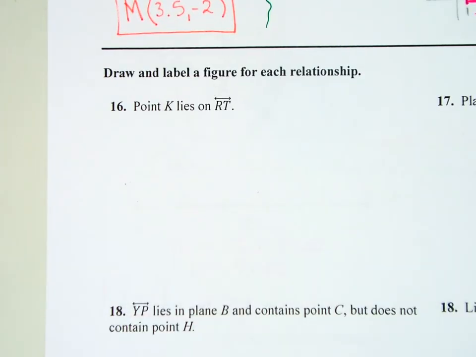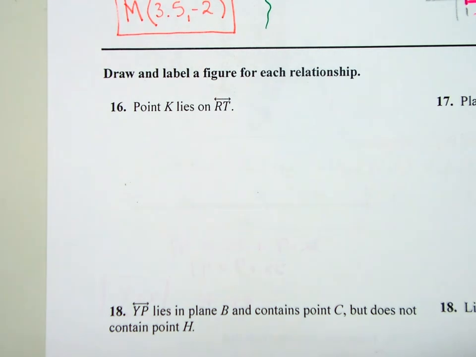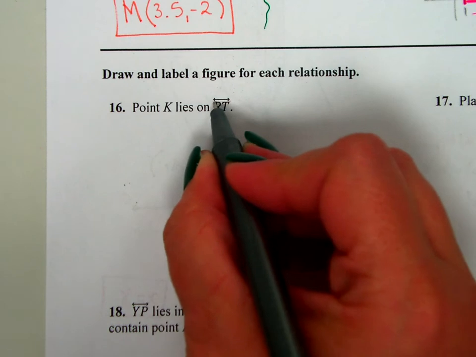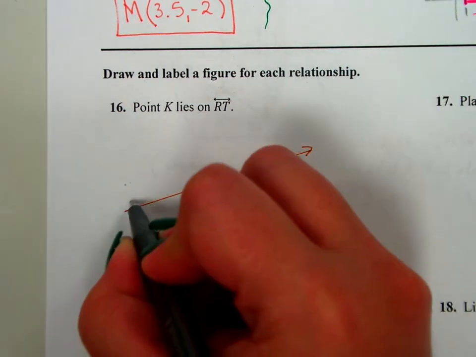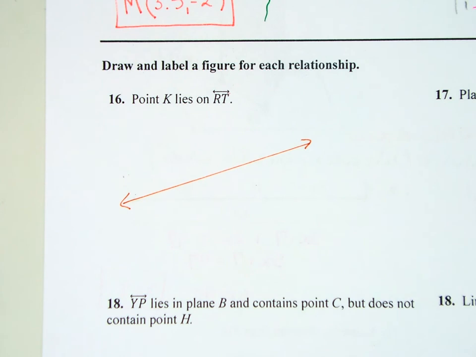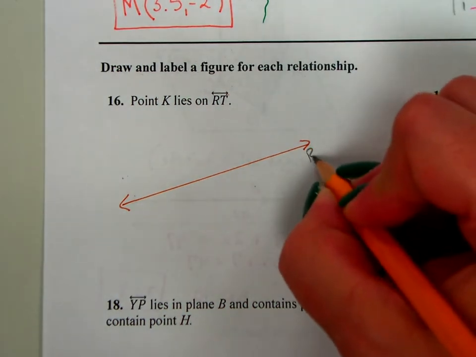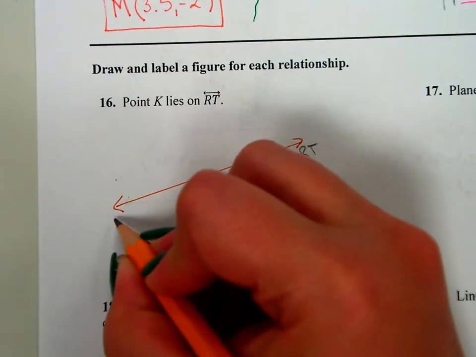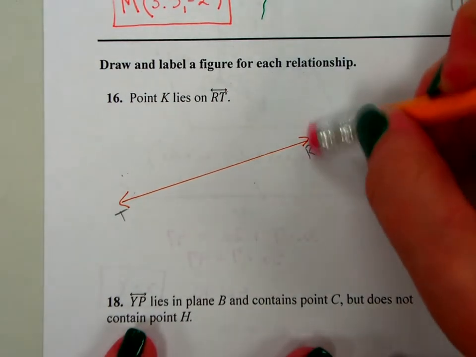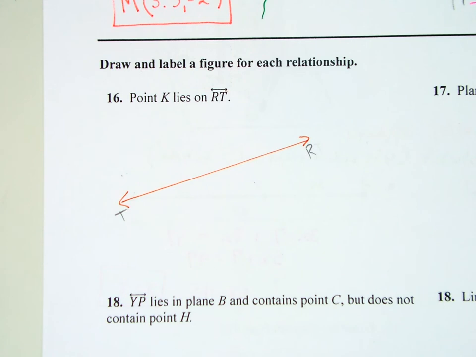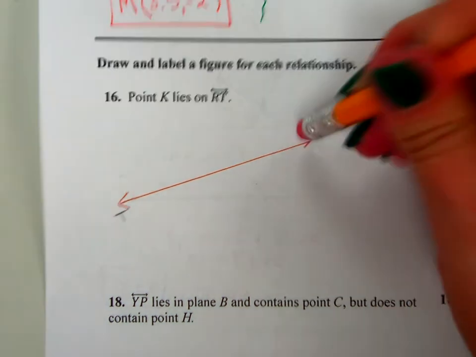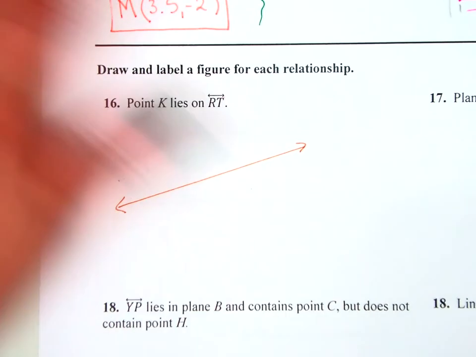Number 16, point K lies on RT. What should I draw first? RT, the line, right? It's a line. It's got 2 arrows on each end. You can draw a line going vertical, horizontal, uphill, downhill, whatever line you want to draw. How do I put the RT on it? Do I just go and put an RT by an arrow? No. Do I put an R at one end and the T at the other end? Would that be right? No, that's not right. That R and the T aren't labeling arrows. They're labeling what? Points.